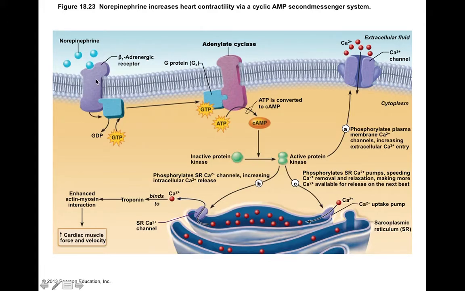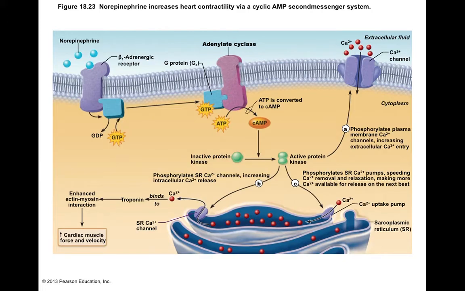These beta-1 adrenergic receptors are G-protein coupled receptors, which means once norepinephrine binds to its receptor, it activates a G-protein, which then shuttles over to an enzyme called adenylate cyclase. Adenylate cyclase is an enzyme that can catalyze ATP into cyclic AMP. Cyclic AMP is a signaling molecule that can activate protein kinases. What protein kinases do is they add phosphate groups onto other proteins. So once you activate these protein kinases, they can change the activity of proteins inside your cell.